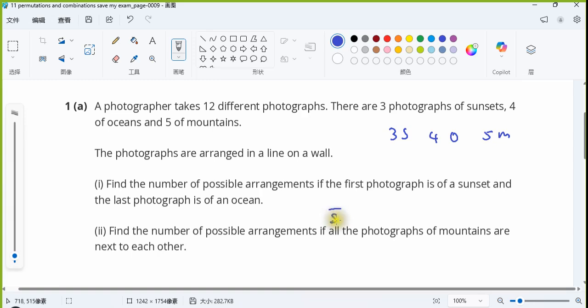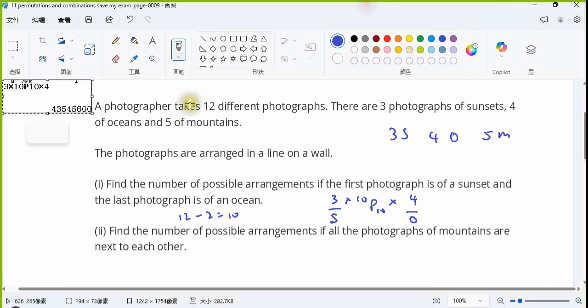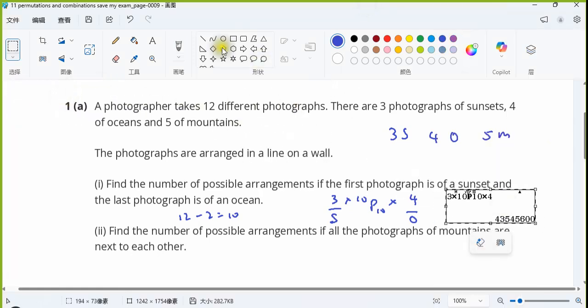So first is the sunset. Sunset we have three. And then the last one, the last one is the ocean. Ocean we have four here. So out of 12 minus 2, then we have 10 here. This is 10P10. So we have 3 times 10P10 and then times 4. So this will be the answer.